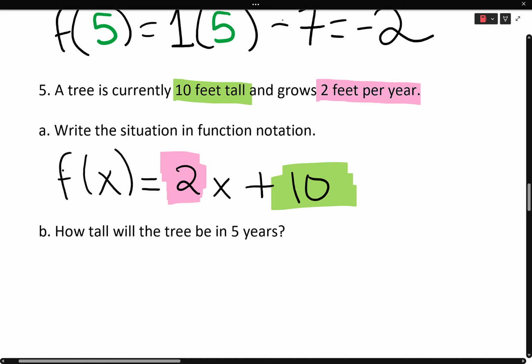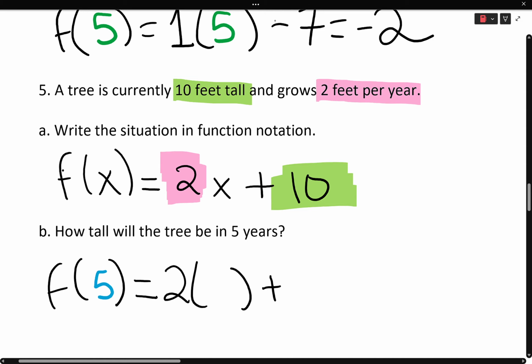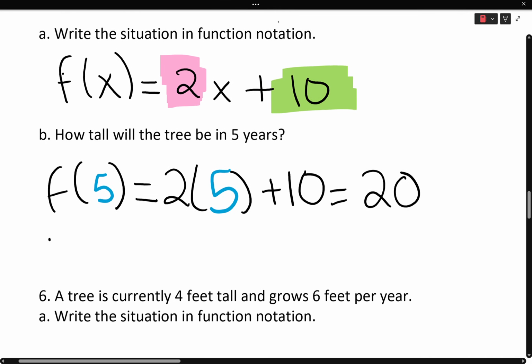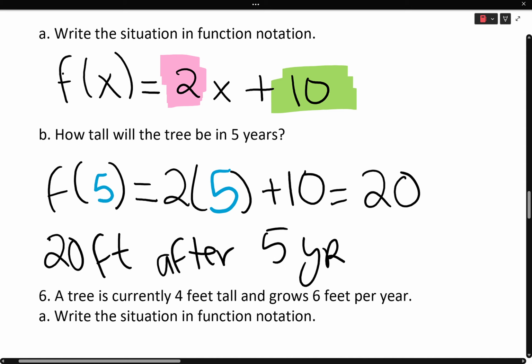Now, let's find out how tall the tree would be in 5 years by plugging in 5 into x. Two times 5 is 10, plus 10 is 20. But we're not quite done. We do have to write 20 feet after 5 years.